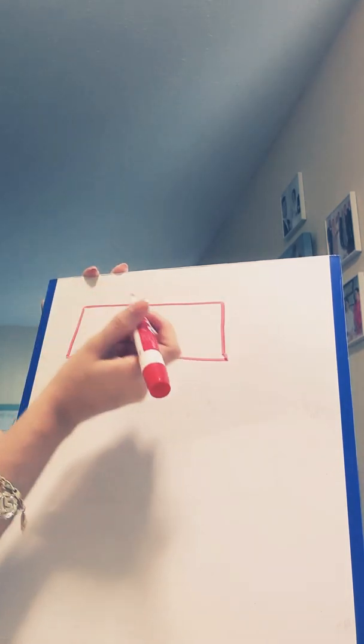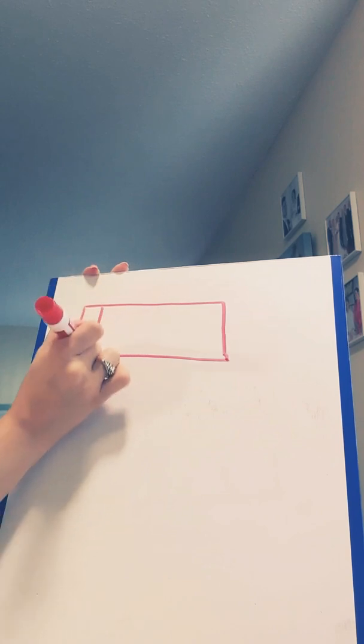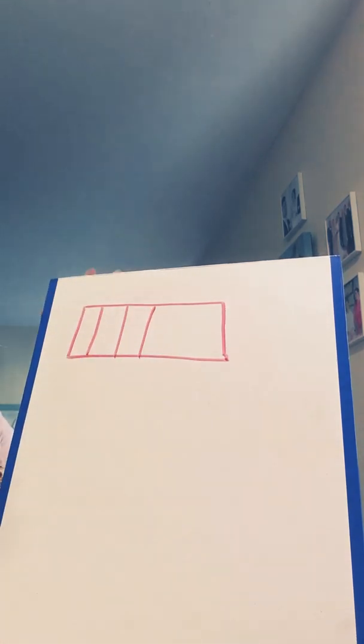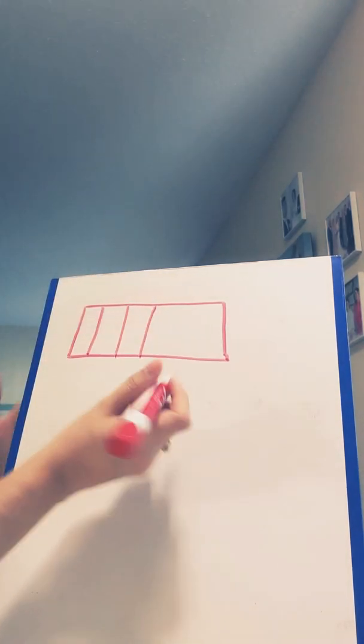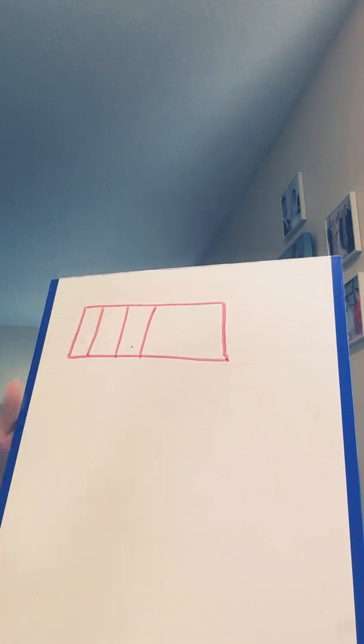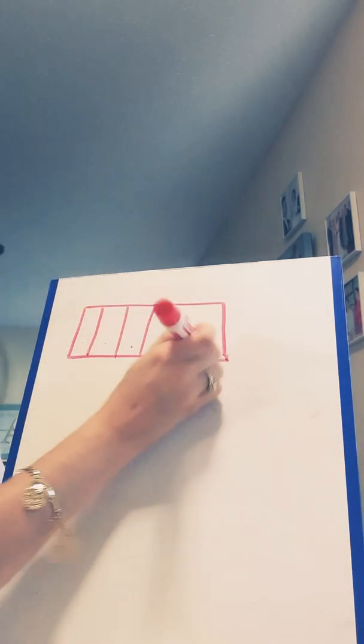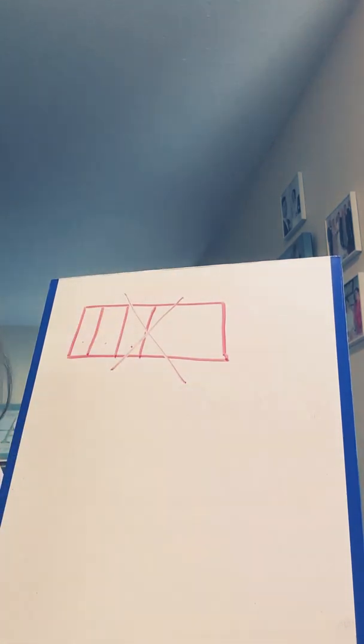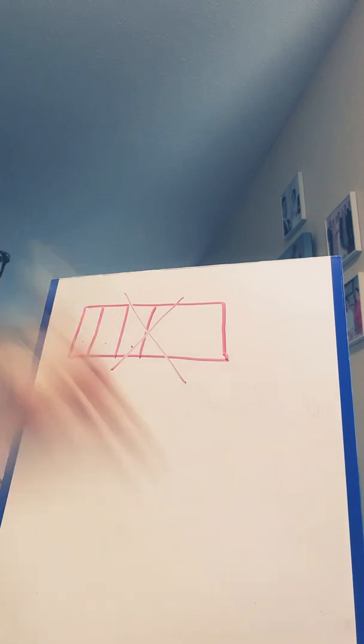Some of you, when you're doing your equal parts, you did 1, 2. That's not equal parts. That's not 4 equal parts. That's not fourths. Why? Because yes, this and this are the same size, but then this one is not. So this would not be equal parts. Okay, you guys have to make sure.